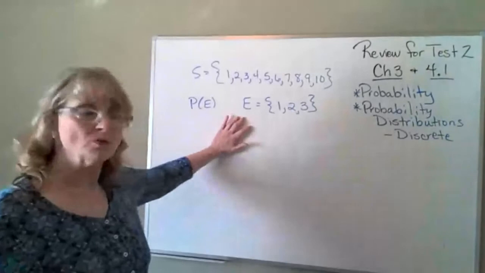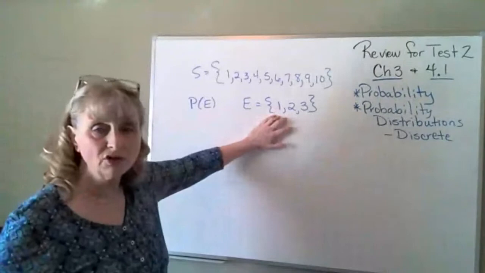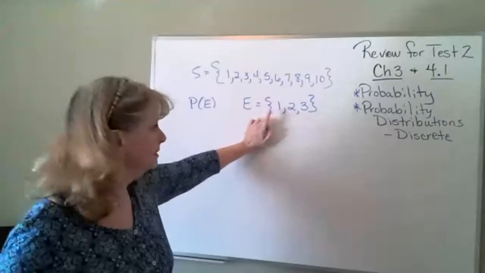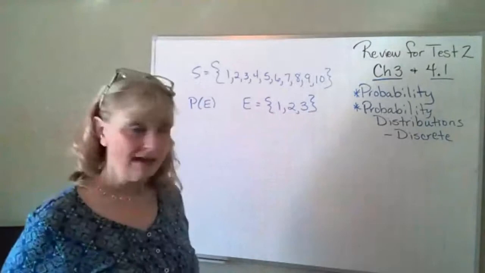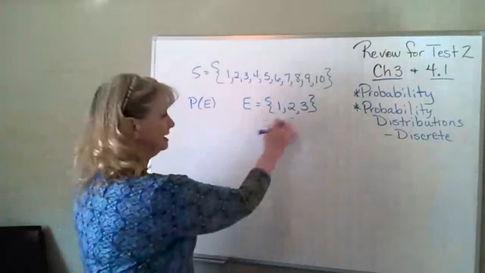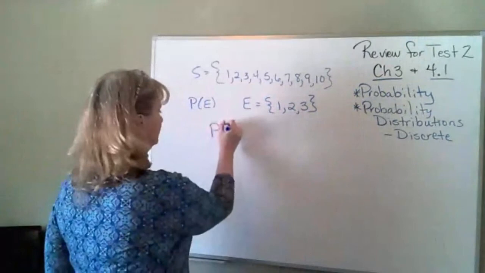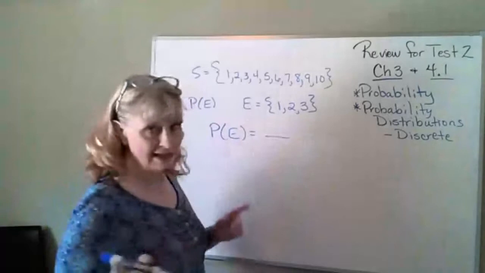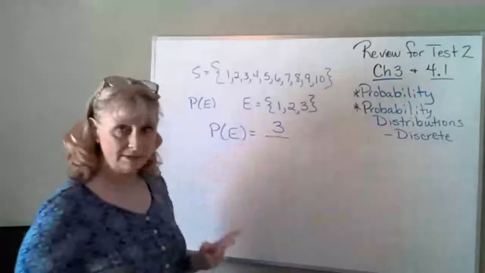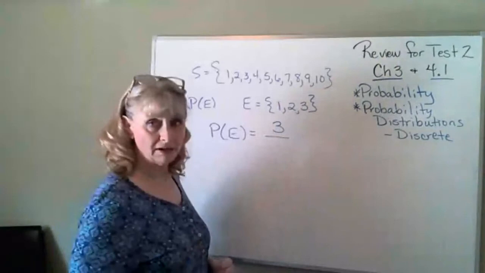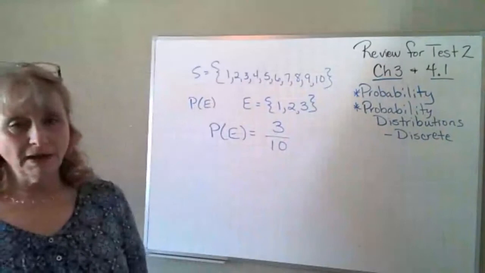Event E is, and there'll be a question kind of like this on the test probably. It says E is the outcome getting 1, 2, or 3. Think of it like you're rolling a 10-sided die, and these are the possible outcomes, the numbers 1 through 10. And it wants, what's the probability of rolling a 1, 2, or 3? So if I'm doing the probability of this event occurring, I first look to see how many ways it can happen. Well, there are 3 possible outcomes, so it can happen 3 ways. And on the bottom number, you put the total number of possible outcomes in the sample space, which is 10. So the answer on that one should have been 3 out of 10, or 3/10.